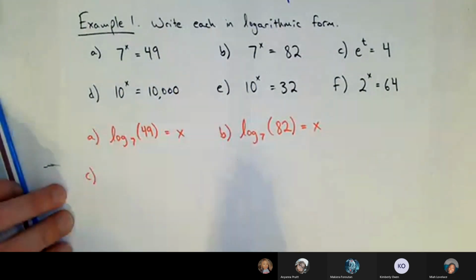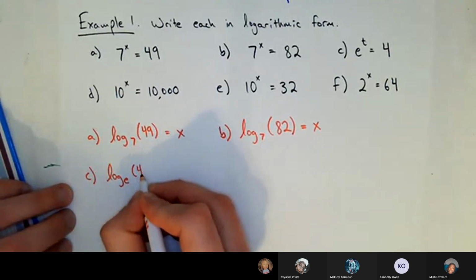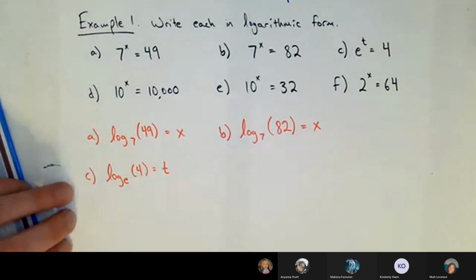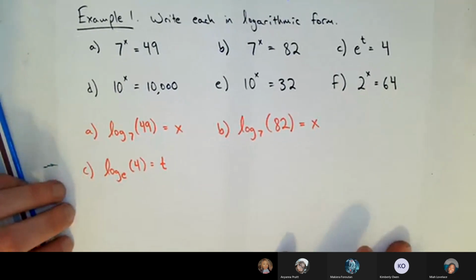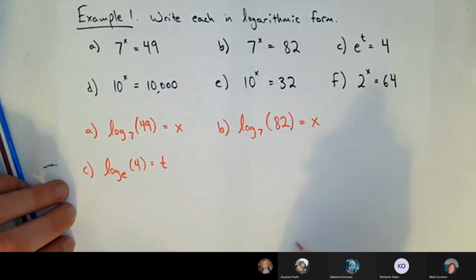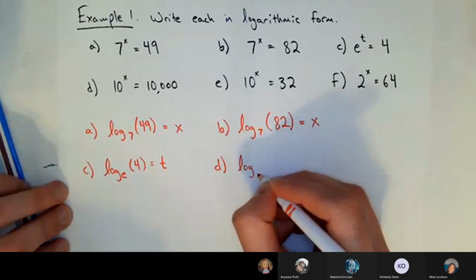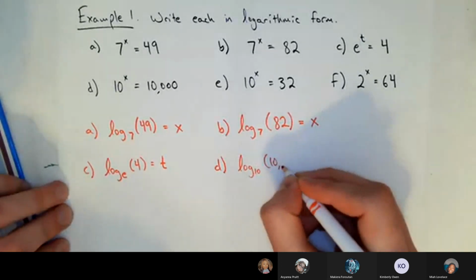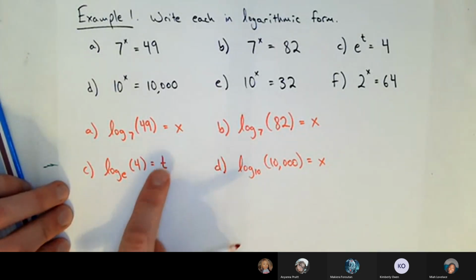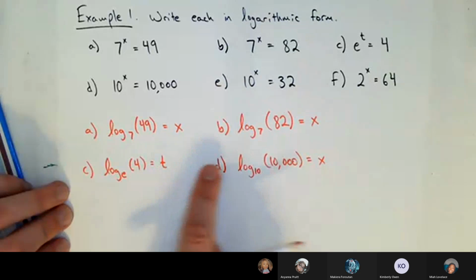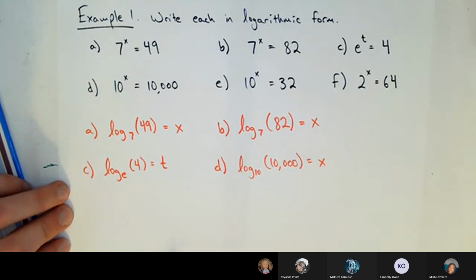Part C, we'll say log base e of 4 is equal to t. Later, we'll see that this log base e actually has a special name, but let's leave it be for now. Part D will be log base 10 of 10,000 equals x. So you see all of these have the variable that was in the exponent position by itself, explicitly solved for on the right side of the equation.